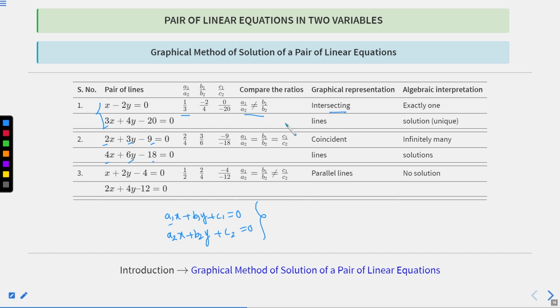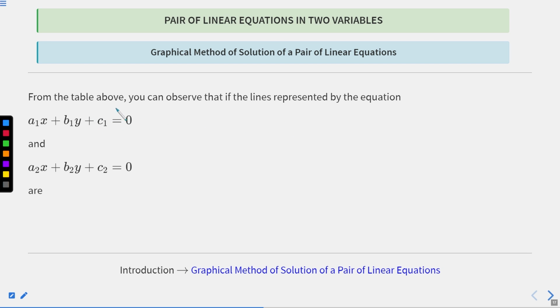So the graphical representation of this pair of linear equations is parallel lines. If you think about the algebraic interpretation, this pair of linear equations will have no solutions. When two lines are parallel, there is no solution for that pair of linear equations.